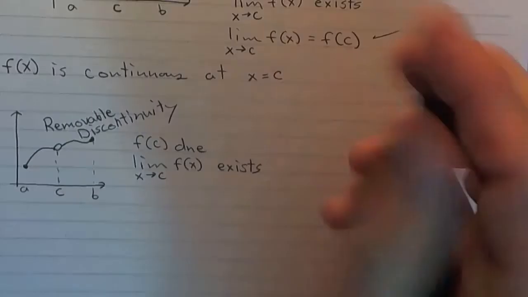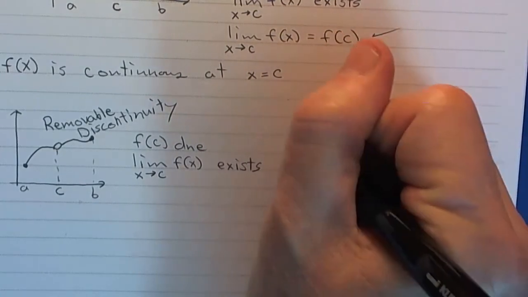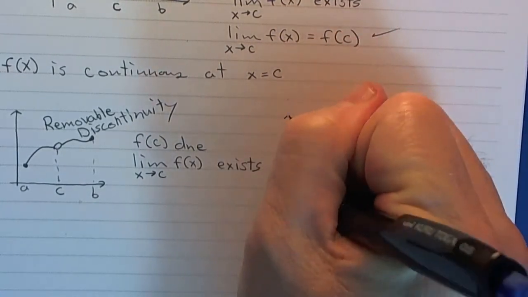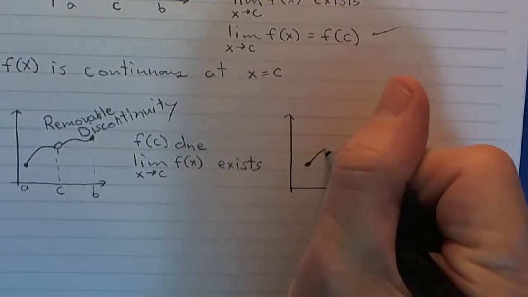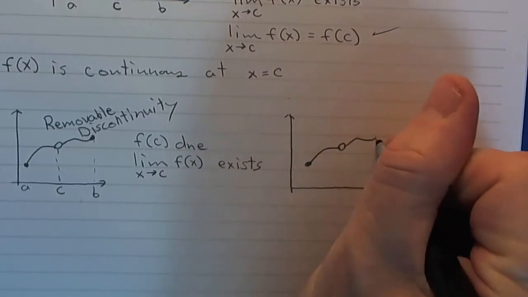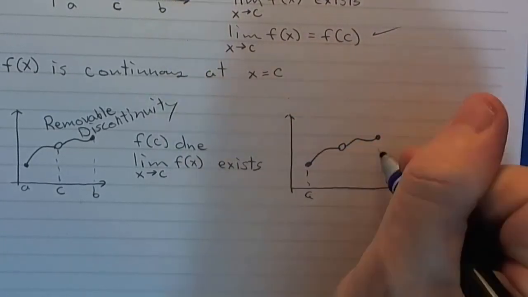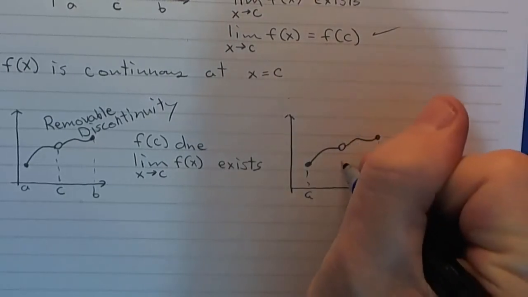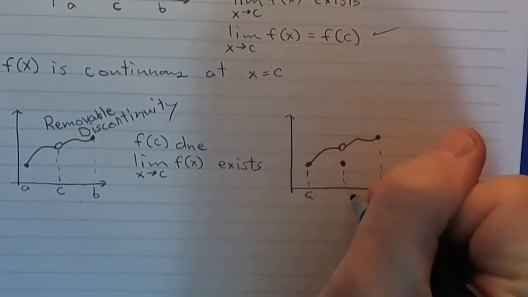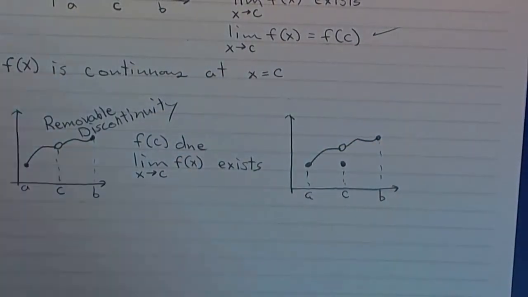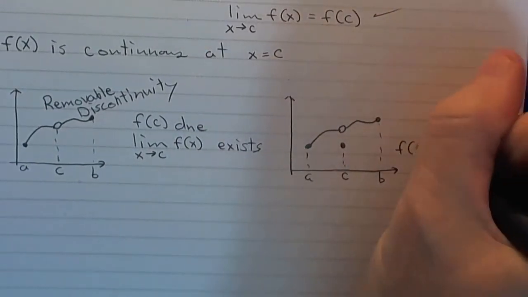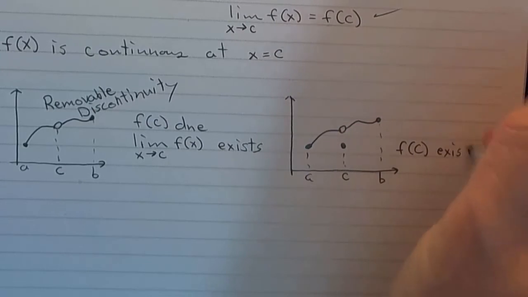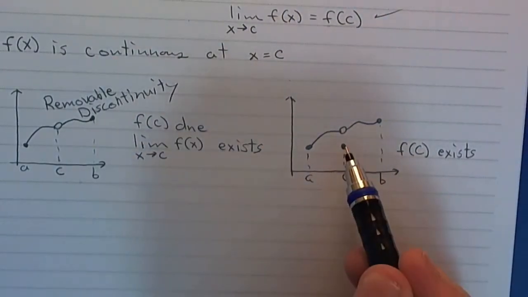Okay. Now let's look at another one. Let me make a nice, beautiful graph here. Here we've got a hole again. This is A, and this is B. And let's suppose we put something down here, a dot. Okay? So here's an example where we would say, well, f of c exists. See? Because right there. F of c is that point right there.